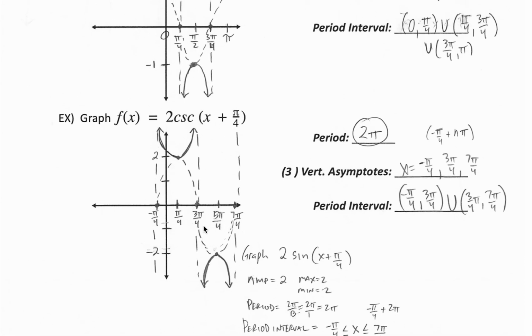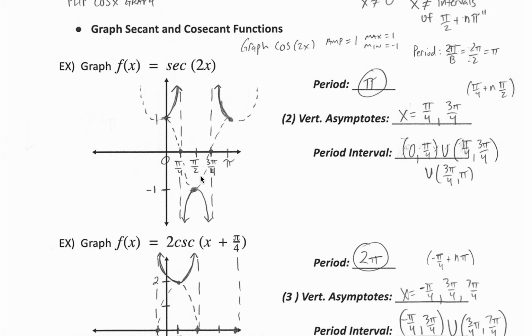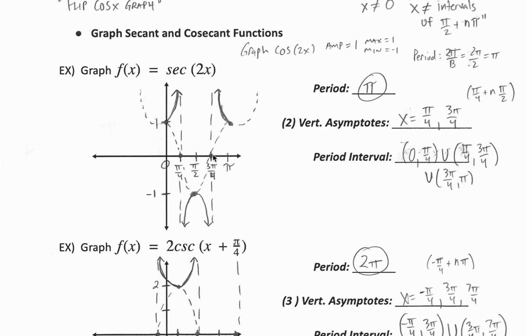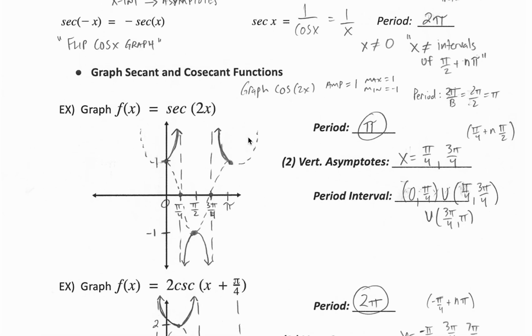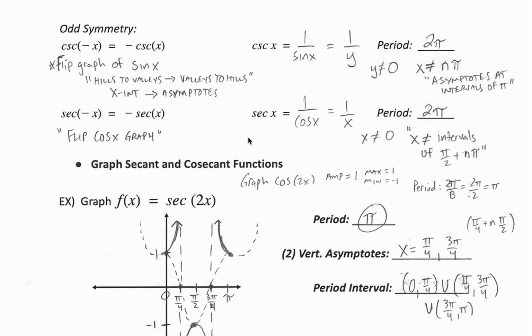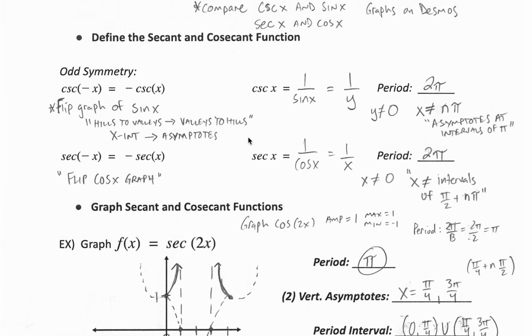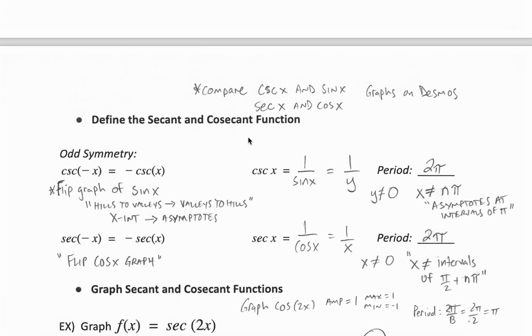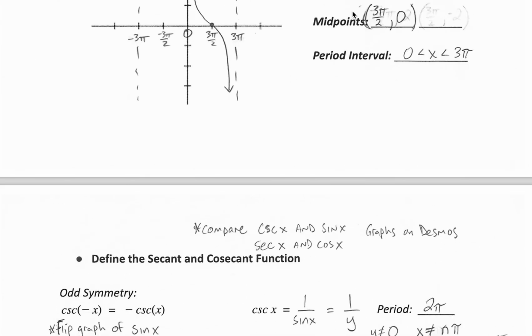Graph your sine function. Turn your intercepts into asymptotes and flip your hills to valleys or valleys to hills. For secant, you're taking the x-intercepts of your cosine graph and turning those into asymptotes, and again flipping your hills to valleys or valleys to hills. All right, a little tricky, takes a long time to do, but with practice, you'll get the hang of it. Good luck practicing graphing those reciprocal functions.